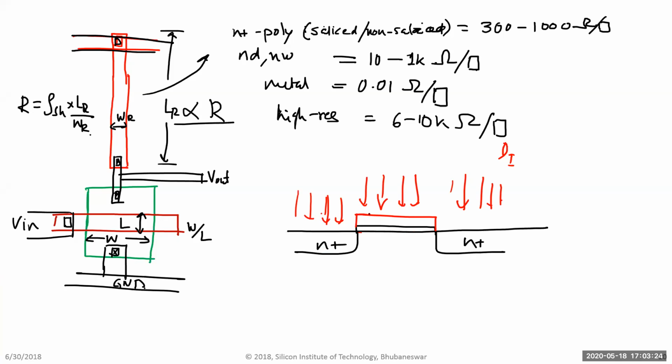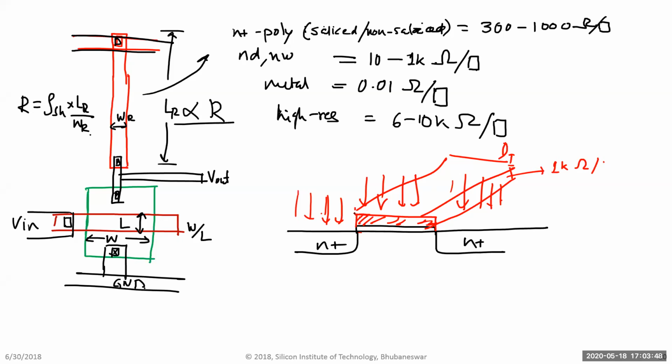It acts like a mask, but the gate itself gets bombarded, which we want because we want this to be as less resistive as possible. So when they do this and anneal, the gate looks like a resistor, but this is usually very resistive. It can be as high as 1 kilo ohm per square. So for the gate, they do what's called a salicide.